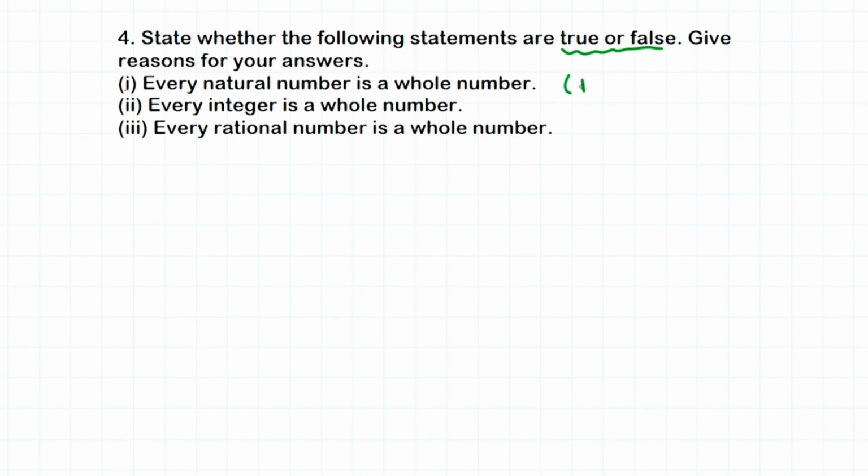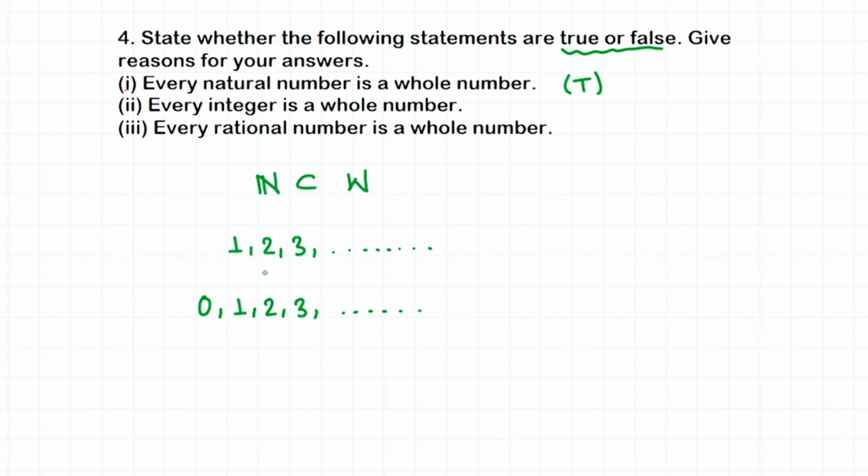And this statement is true, okay? Now, why? Because natural numbers are a subset of whole numbers, okay? What do I mean by this? Our natural numbers start from 1 and then continue on and on and on, okay? Whereas our whole numbers start from 0, and again, they also continue on and on and on, okay?